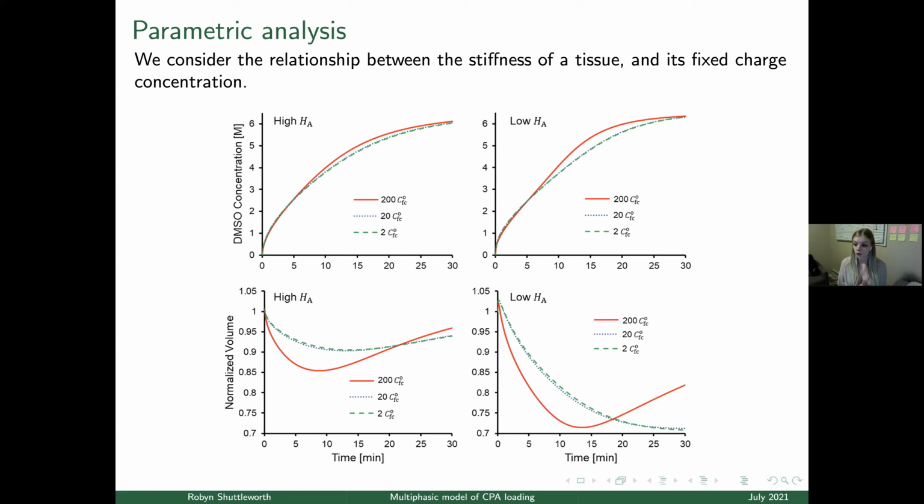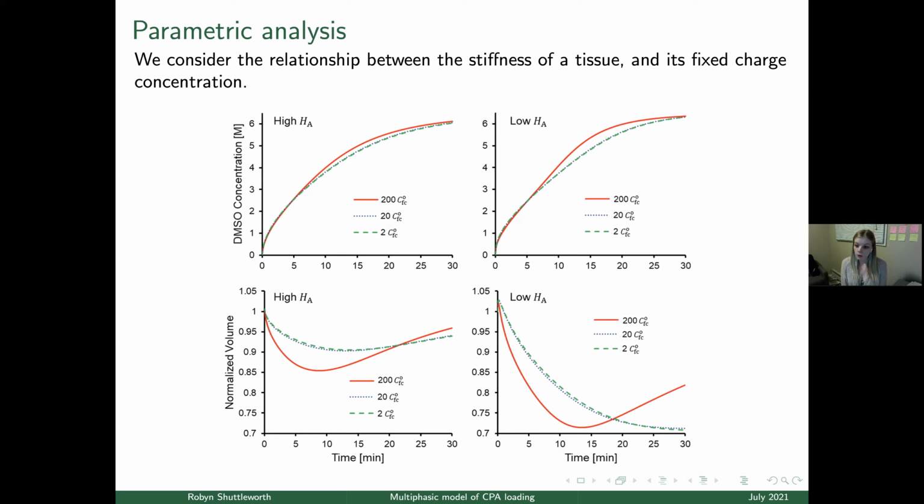However, when we go to the graphs on the bottom row and we look at the high stiffness, so the high aggregate modulus of our tissue, we can see that when we also have a high fixed charge concentration, we get a much larger volume change of the tissue compared to when we have a low concentration of fixed charges.